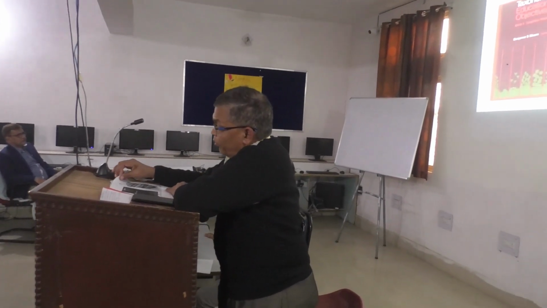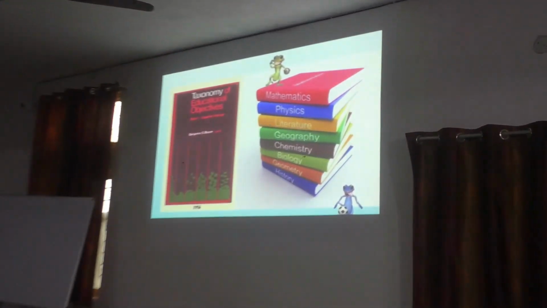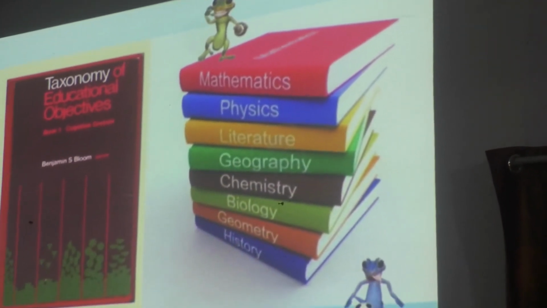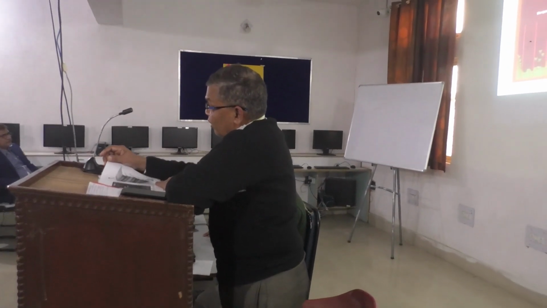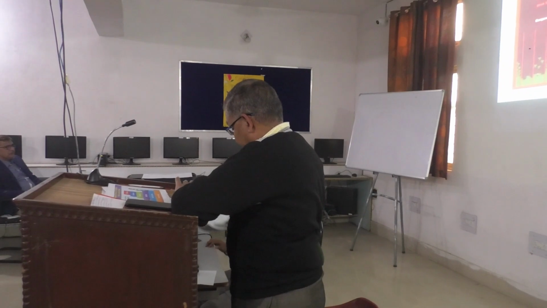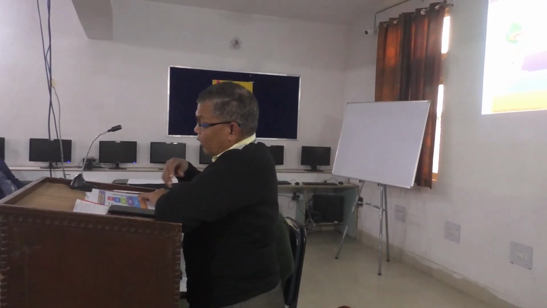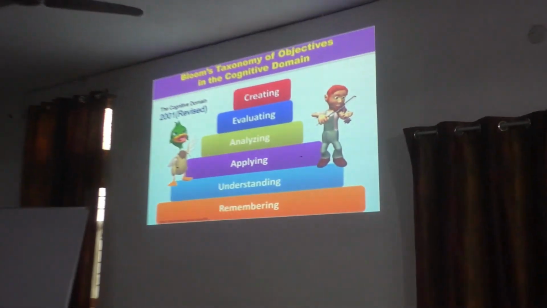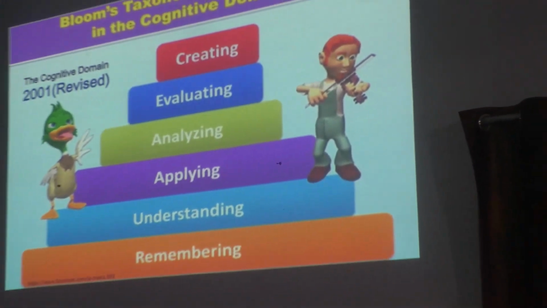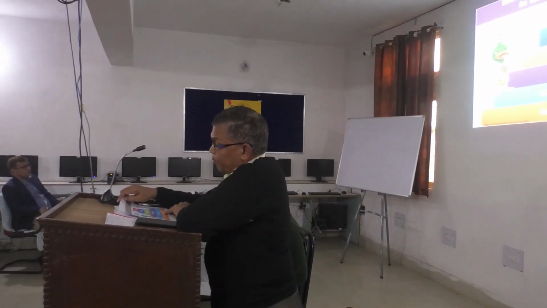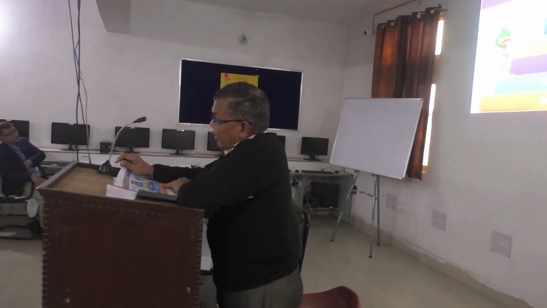And this taxonomy of educational objectives can be achieved not only in science but in all subjects like mathematics, physics, literature, geography, chemistry, biology, geometry, history as well. Later on, the taxonomy given by Dr. Bloom was revised in 1990 by Anderson, his former disciple, and further it was revised in 2001.